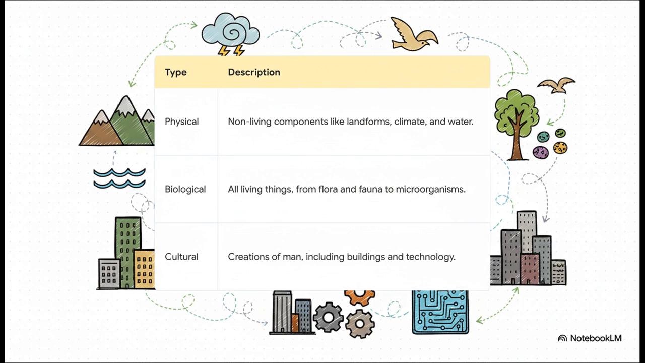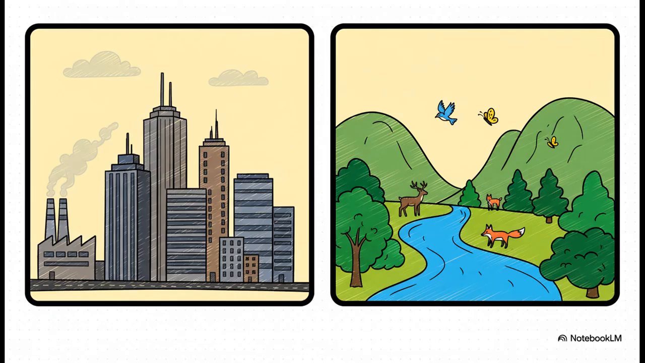But here's the kicker. There's a third type, the cultural environment. And this is everything humans have made. Our cities, our farms, our roads, our technology. And you can see the power of this cultural layer so clearly when you compare an urban environment to a rural one. A city is just dominated by artificial, human-made structures.